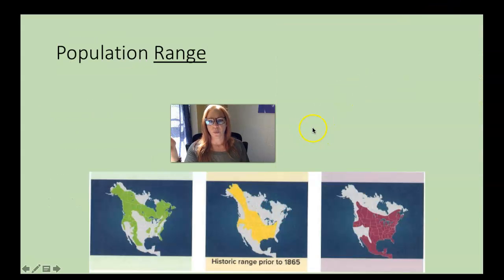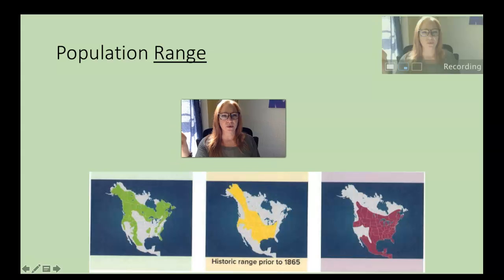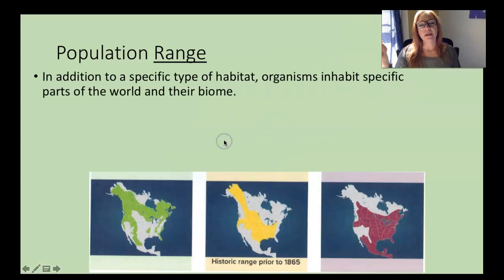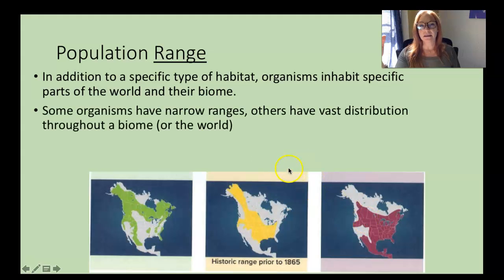Okay, so where do we find organisms? We find them in their range. And range is the specific part of the world or the specific part of their biome that an organism inhabits, okay? And sometimes when you look at maps of the range of an organism, you'll see maps like this where the shaded areas are where we find them, okay?